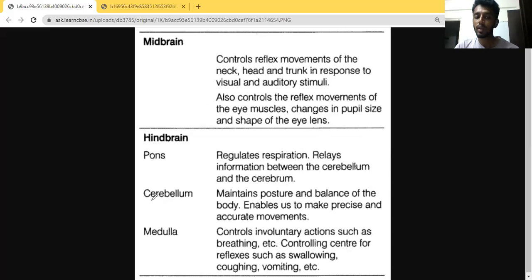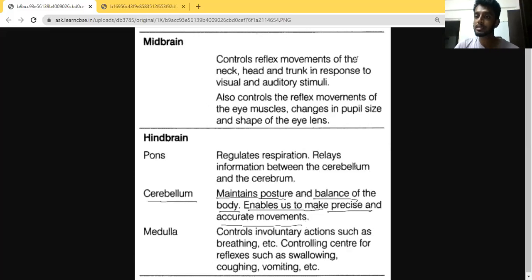And also, as I just told you, the cerebellum maintains the posture and balance of the body. When I say posture, when I ask you to sit straight, you're able to sit straight even without thinking about how to sit straight. That is because the cerebellum has that information, that this is how you sit straight, or this is how you kneel down, whatever it is. And usually when you sit or stand, you maintain that equilibrium position, that balance. That is the main function of the cerebellum. It also enables us to make precise and accurate movements.